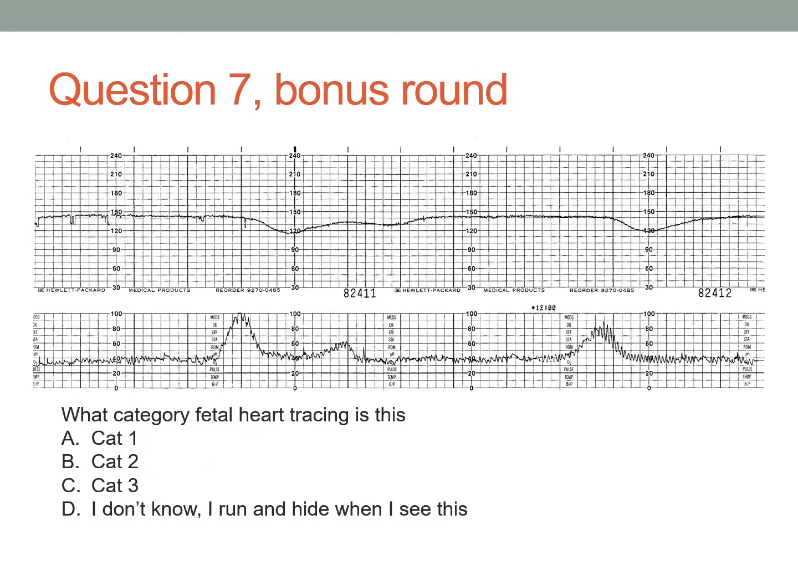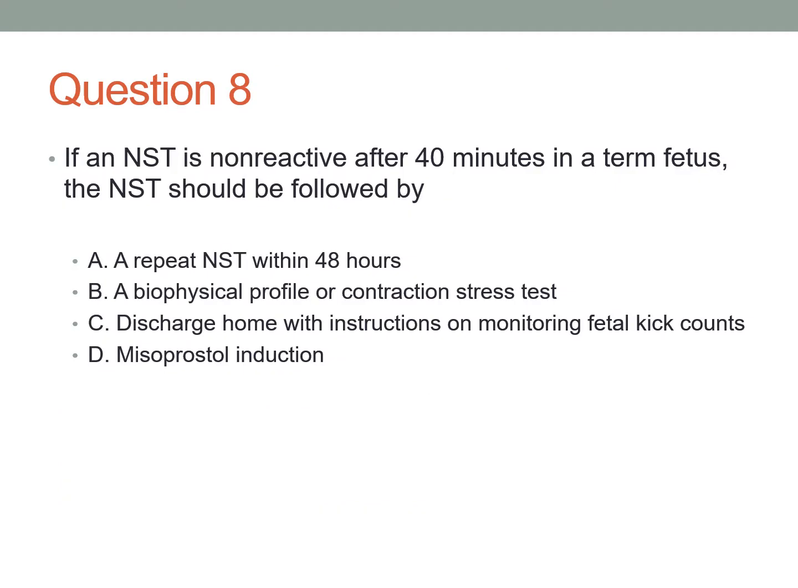What category heart rate tracing is this? I would call this a category 2, but you are starting to get close to that category 3. I think you've got enough variability there to call this minimal variability. So if variability were absent and you had recurrent lates, you would have a category 3 tracing. Question 8. If an NST is non-reactive after 40 minutes in a term fetus, it should be followed by what?